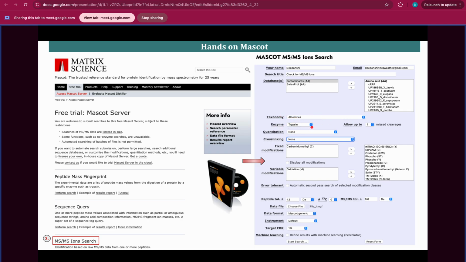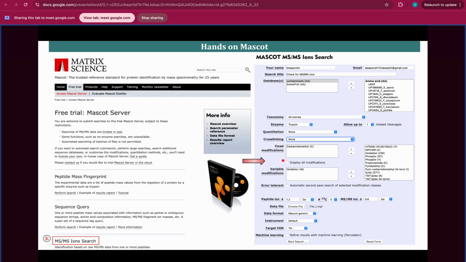In case of enzyme, trypsin is kept as default. You can also select other enzymes if you want. If the peptides are obtained by some other fragmentation, then you can select the particular enzyme which you use. Then in quantitation, I am also not changing it. In case of cross linking also, I am not changing it. Then fixed modifications.